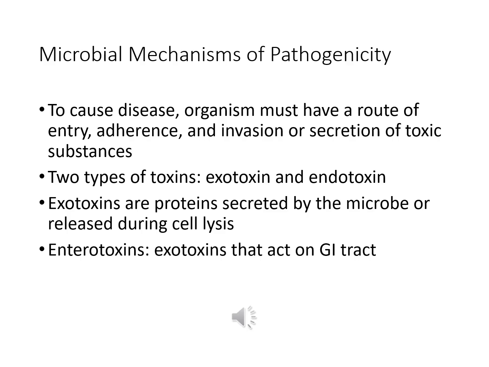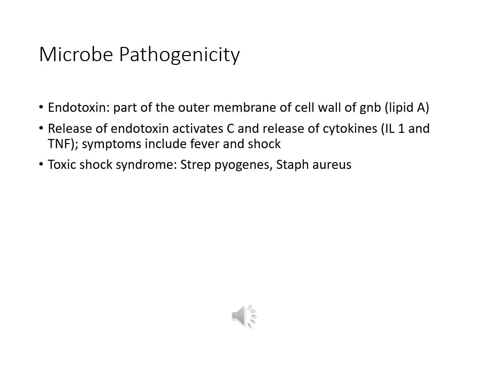So sometimes the immune response is not just to the antigen, but to the type of toxin that's produced by the organism. The type of toxins can be an exotoxin or an endotoxin. So exotoxins are proteins that are secreted by the microbe or are released during cell lysis. Enterotoxins are actually exotoxins, but they act specifically on the GI tract. So an endotoxin is part of the outer membrane of the cell wall of a gram-negative bacillus.